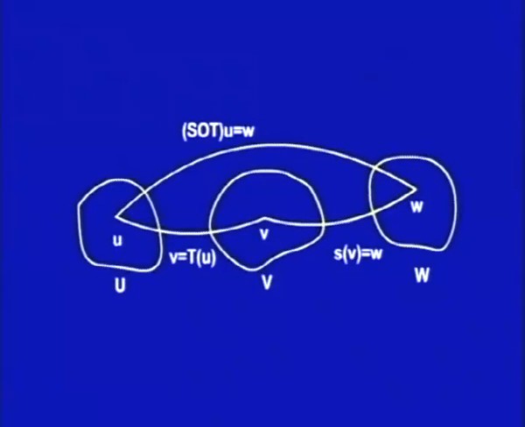I illustrate this with the help of this diagram, in which I am showing three vector spaces U, V and W and two linear transformations T from U to V and S from V to W. That means a member u in U will go to v in V under the transformation T, and the same v under the transformation S will go to w, and that means this is a transformation which will take U to W, and this transformation is called the composite transformation S T.